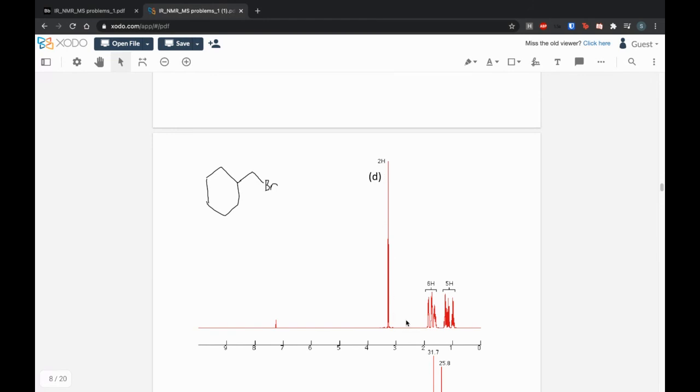So 1 plus 1 is a doublet, and the reason this is the most downfield, or to the left, and deshielded is because it's right next to the bromine. The bromine has a deshielding effect. And then 6 hydrogens, 5 hydrogens. So we have 1, 2, 3, 4, 5, 6, 7, 8, 9, 10, 11. So 11 hydrogens are coming from this ring. 2 we already claimed with this. So let's see.